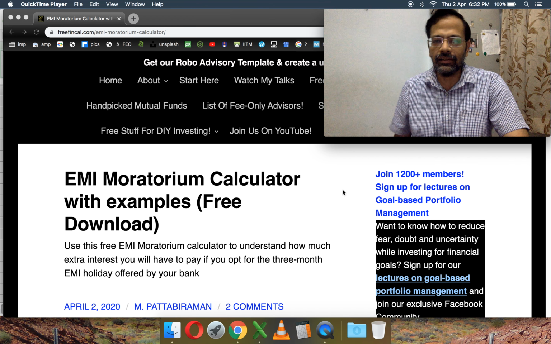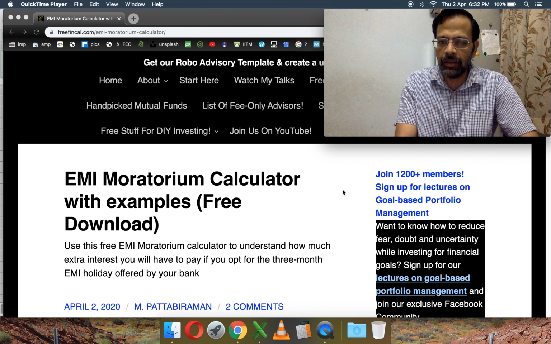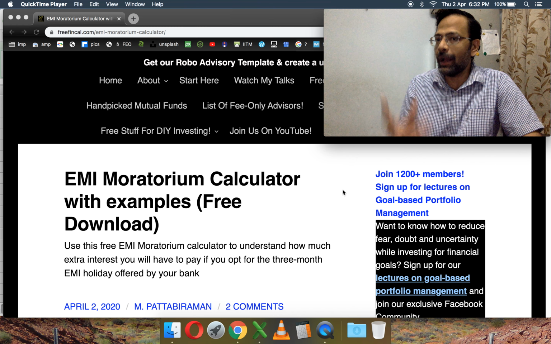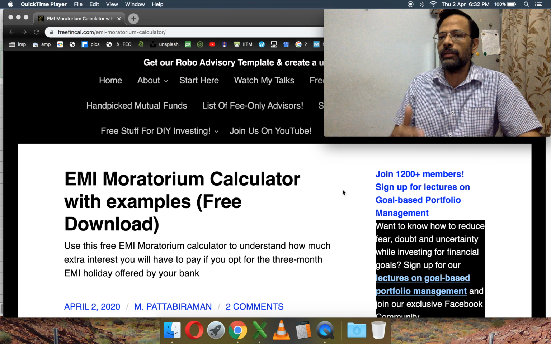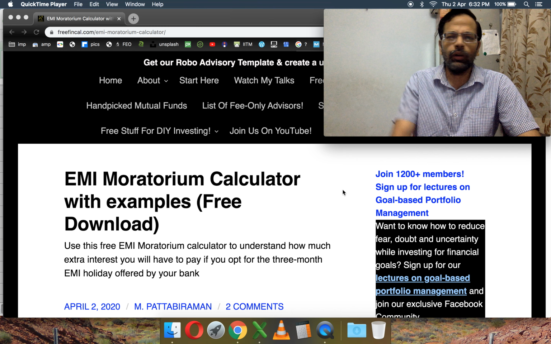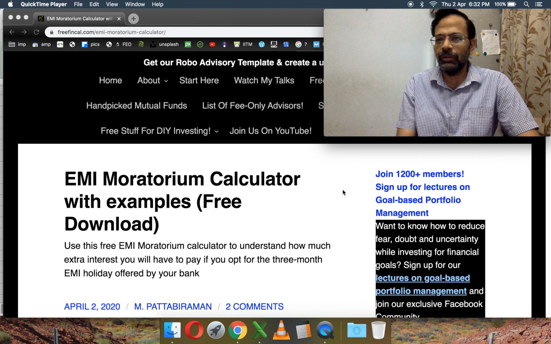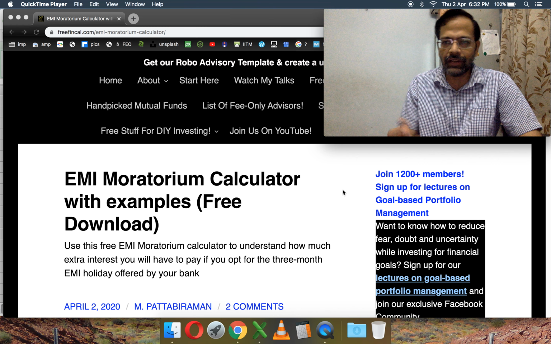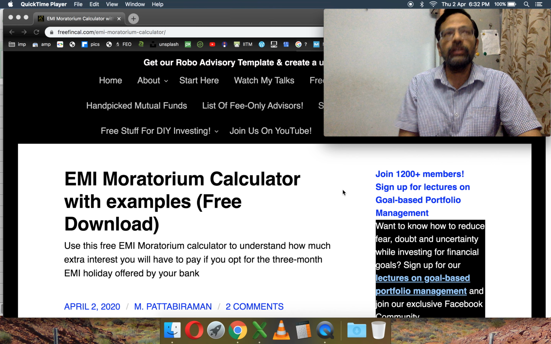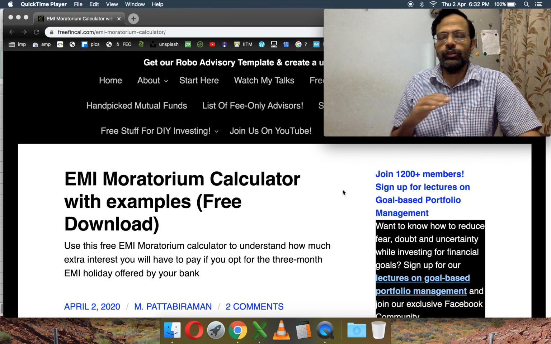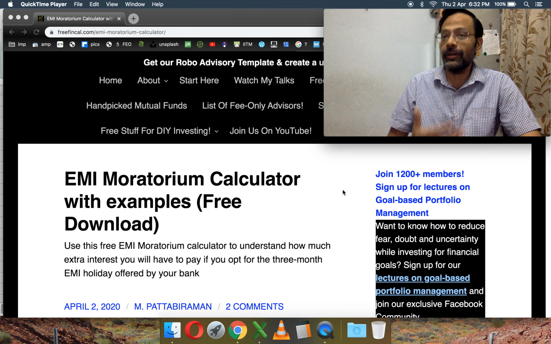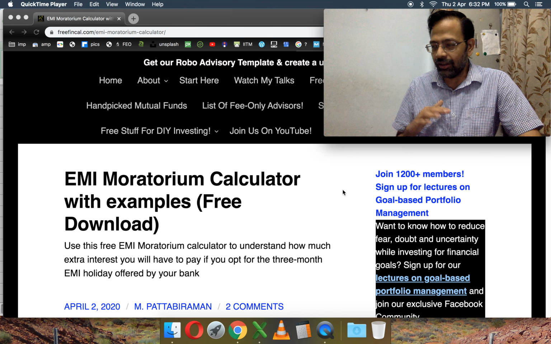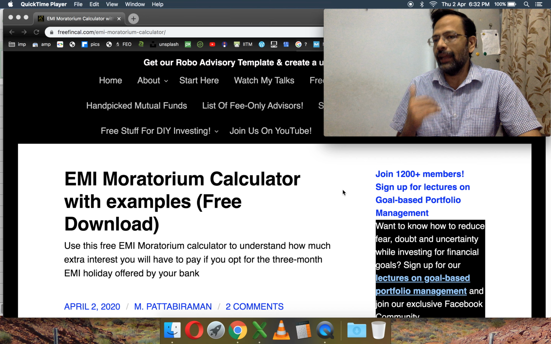I have released an EMI moratorium calculator. Today, you can use it to find out the impact of using the EMI window. Of course, the RBI has announced a 3-month EMI window. I think 1 month is already gone because March is gone, but you can still use it to find out. The short gist of it is, please don't use it. It will only benefit the bank.